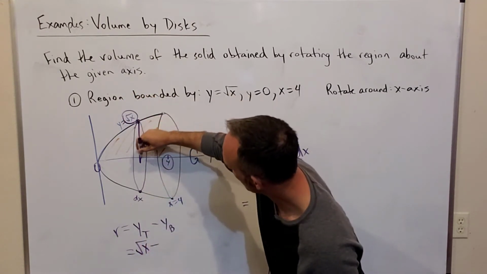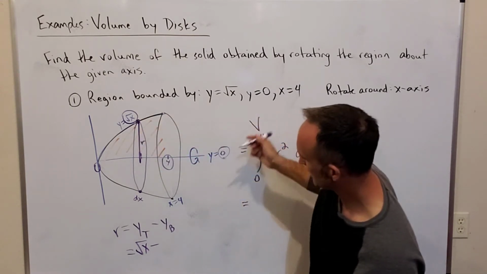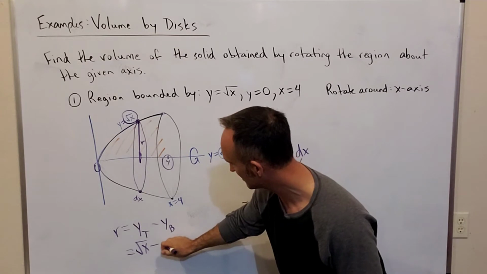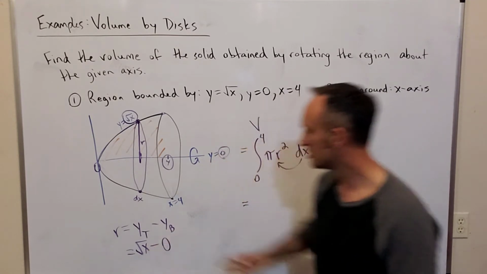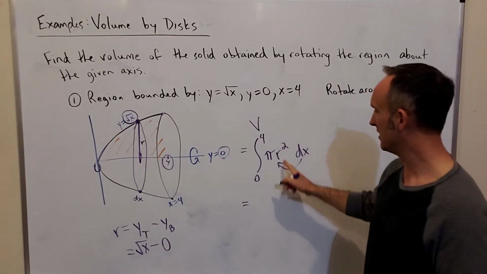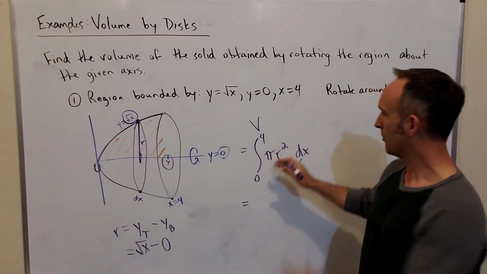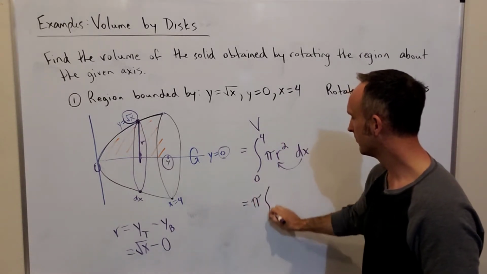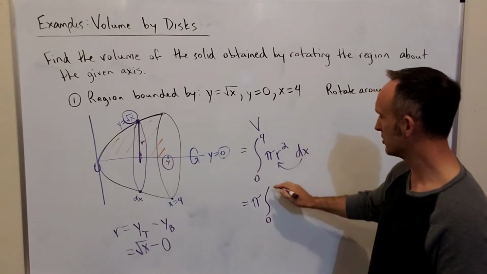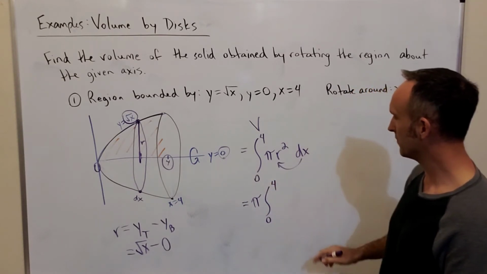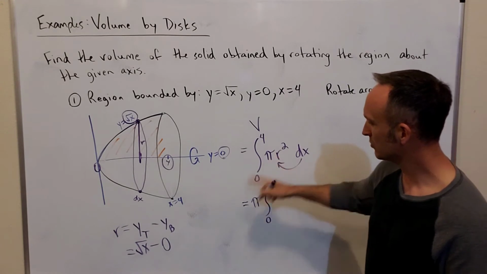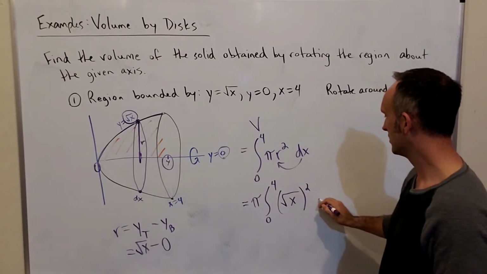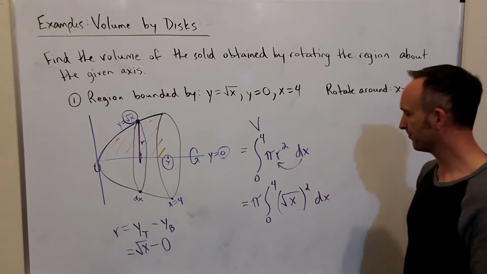Minus my bottom y value, well, that's just 0. It's constant all the way across for any disk that I choose. So my radius happens to be the square root of x. So I'm going to rewrite my integral, pull my pi out. So I got pi, since it's a coefficient, times the integral from 0 to 4 of my radius, which is the square root of x, quantity squared, dx.